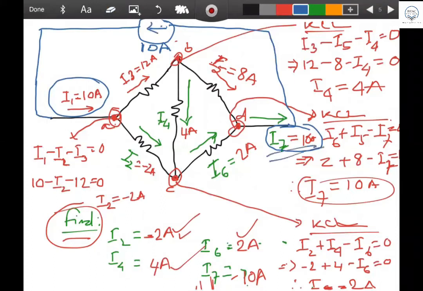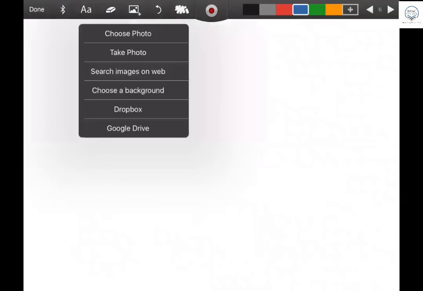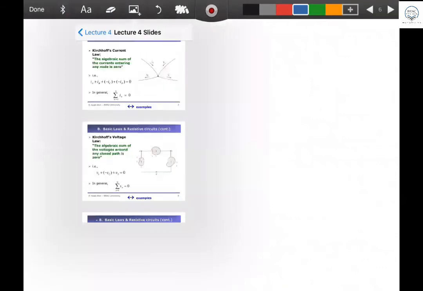But I7 has 10 ampere in and 10 ampere out. If somebody told me 9 ampere, there's something wrong, because 10 ampere enters and 9 ampere goes out, it is unbalanced, so it is not correct. So from here we can see that all answers are correct. This is the way KCL can be explained. I hope that everybody understood. Anybody who has a question can ask me. If no, then we are jumping to the next one.